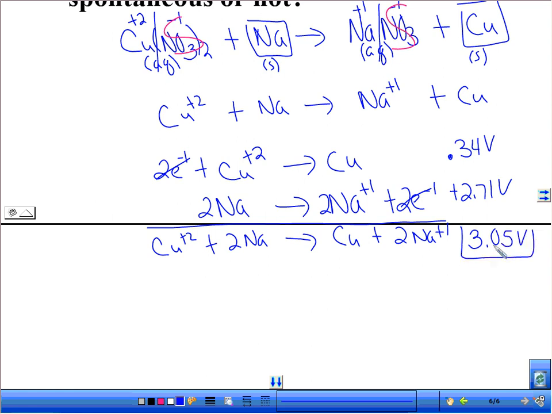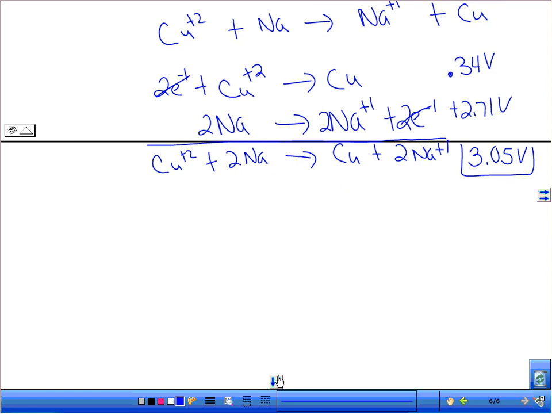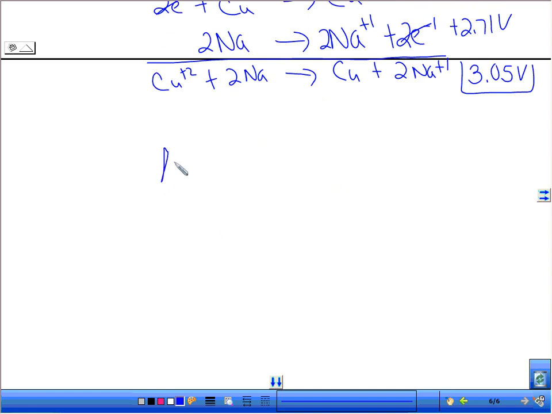So that's good. Is this spontaneous or not? It's spontaneous because we have a positive voltage. So you can actually tell if something's spontaneous or not by just looking at the voltage. But we're going to put it in Gibbs free energy just so we can see how that formula works. Delta G equals negative n times Faraday's constant times the voltage. The little circles just mean they're at normal standard conditions. We've got a negative. The n stands for the number of electrons. That's why we needed to have, it's not 4, it's 2. 2's giving and 2's taking.